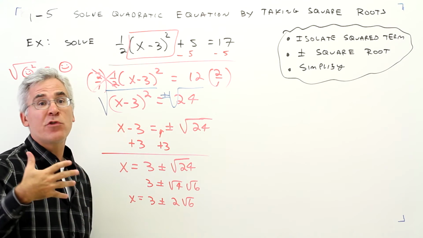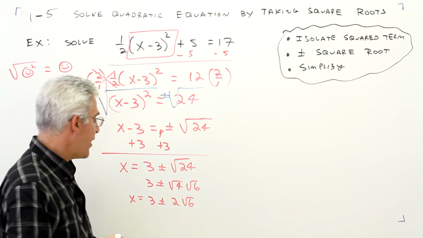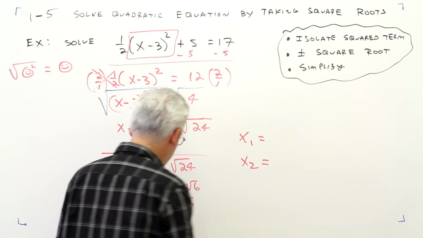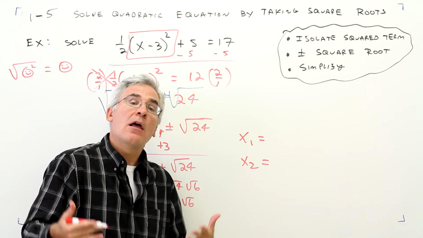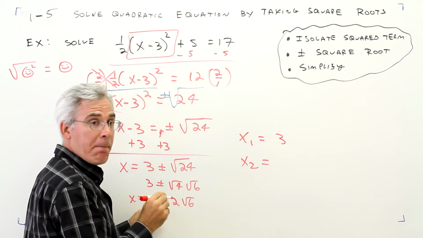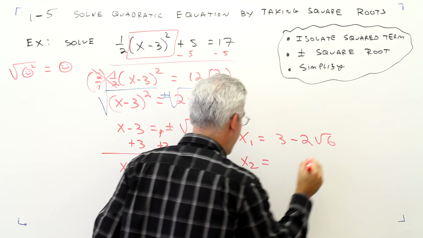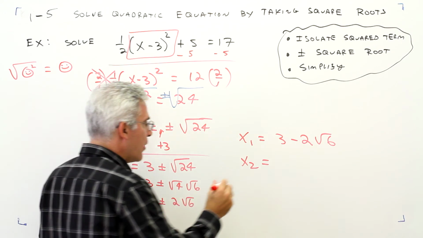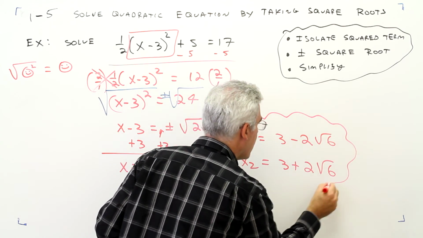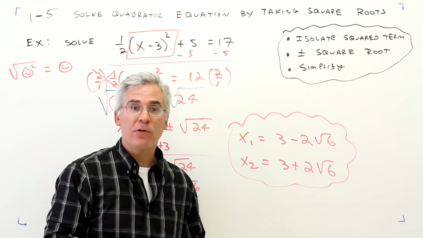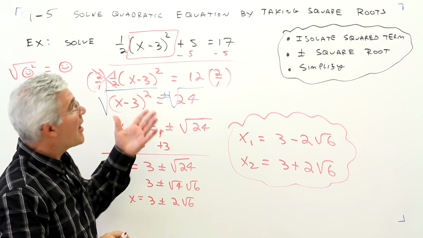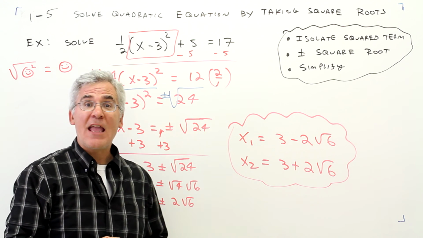On my tests, usually I want 2 answer blanks, x sub 1 and x sub 2. So x sub 1 equals, x sub 2 equals. And usually I try to put the lower numbers first. So x sub 1 is going to be 3 minus 2 rad 6. And x sub 2 will be 3 plus 2 rad 6. And that's how I'm going to want you to report your answers on my quizzes and tests. So there you have it, how to solve a quadratic equation by taking square roots.